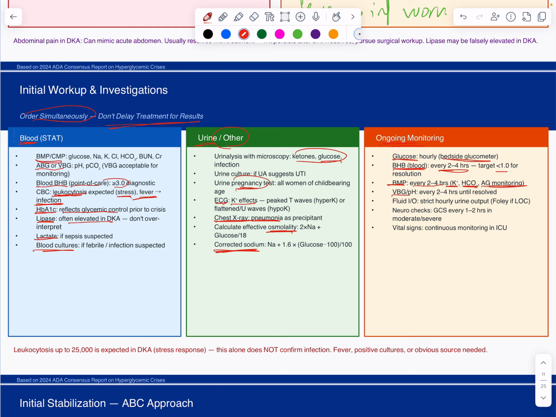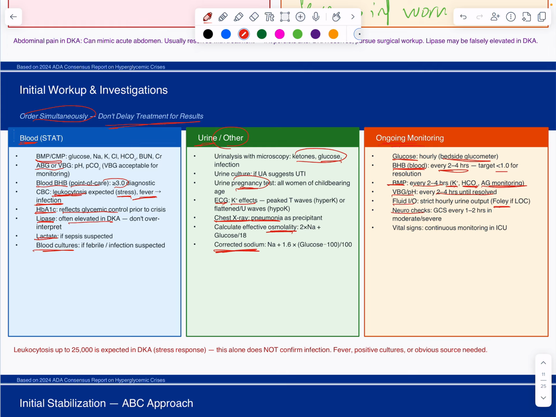You need also VBG to check the pH. If you have an arterial line, you can get an ABG every 2 to 4 hours until resolution. These patients also are losing a lot of fluid between the polyuria and vomiting, and you are giving a lot of fluid as well. So you need to monitor the fluid input and output. You might need to put a Foley to get more accurate urine output.